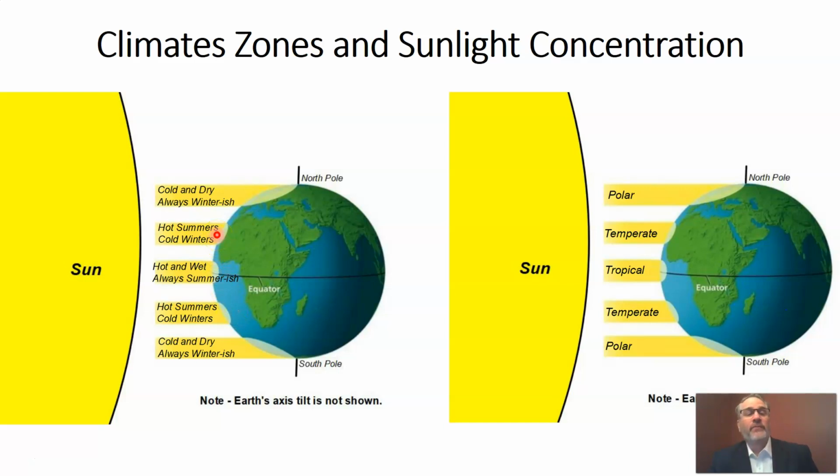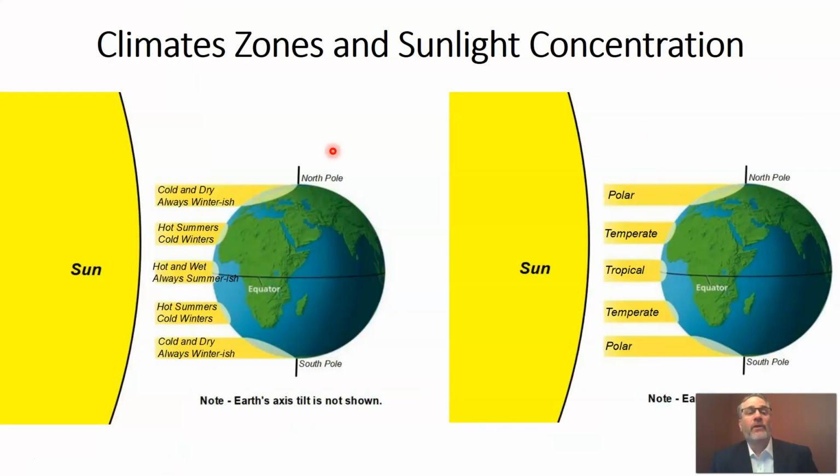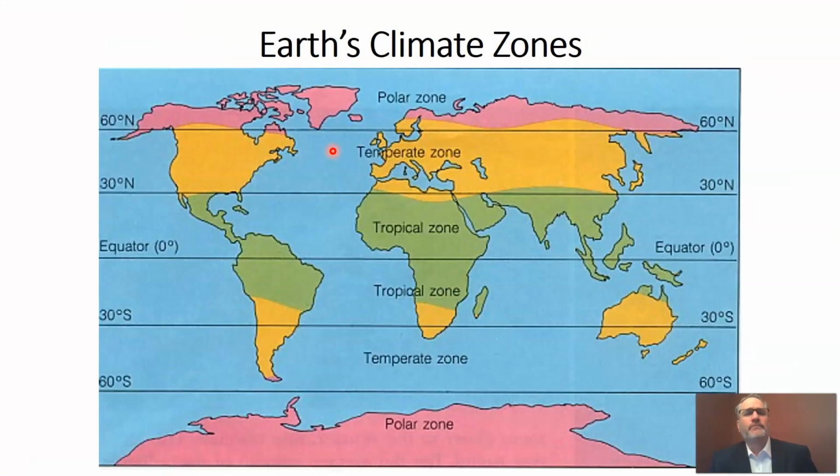All of these different climate zones are simply caused by the sunlight being direct and concentrated here, and the light near the poles being spread out, weaker, less concentrated. Okay, so those climate zones are going to help us understand what's happening with the seasons here on Earth.